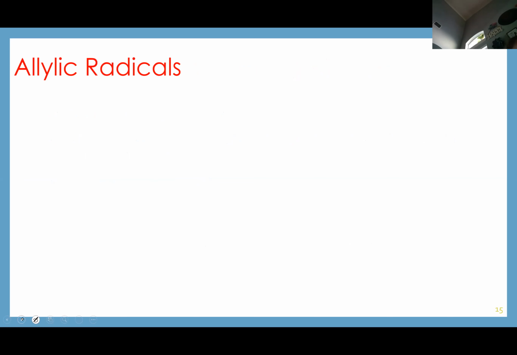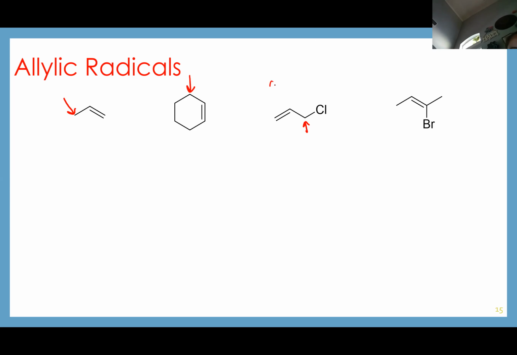Okay, so we're going to talk about different types of radicals now. So far, we've only looked at regular alkyl radicals. I'm going to remind you about the term allylic, because I think it's been a while since we've seen this. The allylic position references a carbon that is one removed from an alkene. So this would be an allylic halogen, commonly called allyl chloride. This is not the IUPAC name.